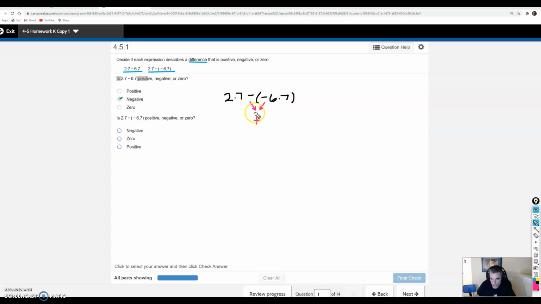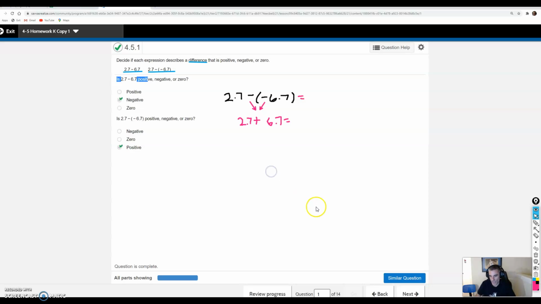So this expression in black is exactly the same as this expression right here. Subtracting a negative is the same as adding. These two are the same. They will have exactly the same answer. Now again, we don't care what the answer is. We just know that if I have a positive 2.7 here and I add another positive number to it, then my answer is going to be positive.